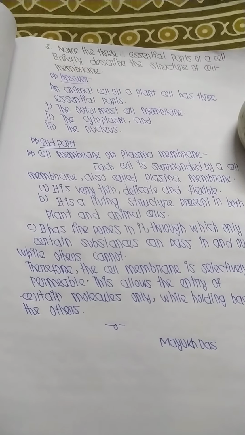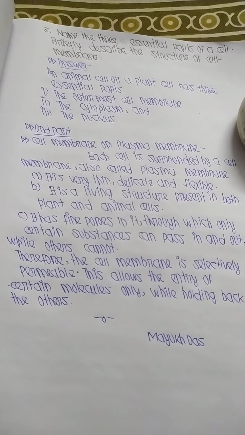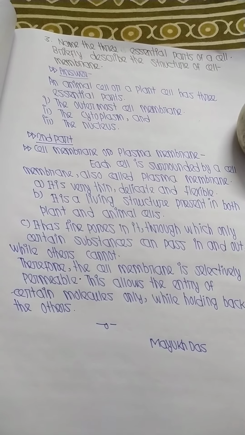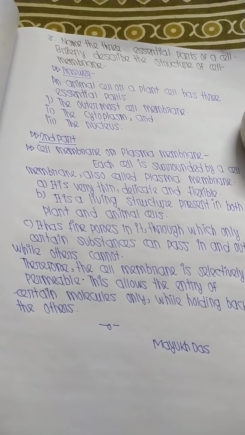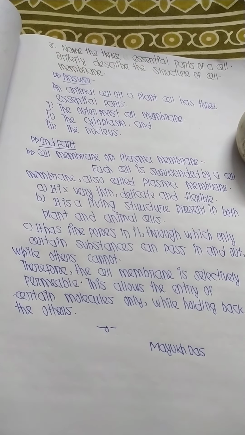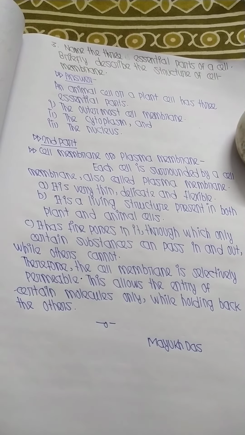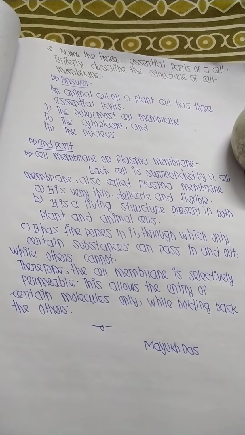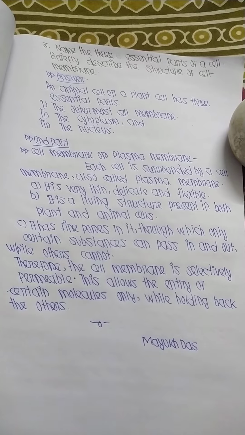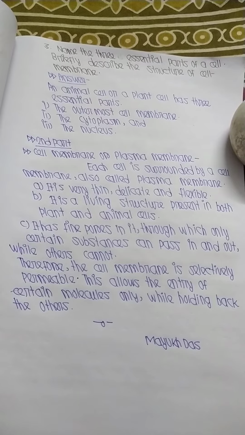Second part of the question, describe the structure of cell membrane. Each cell is surrounded by a cell membrane, also called plasma membrane. A, it is very thin, delicate and flexible. B, it is a living structure present in both plant and animal cells. Number 3, it has fine pores through which only certain substances can pass in and out, while others cannot. Therefore, the cell membrane is selectively permeable. This allows the entry of certain molecules only, while holding back the others.